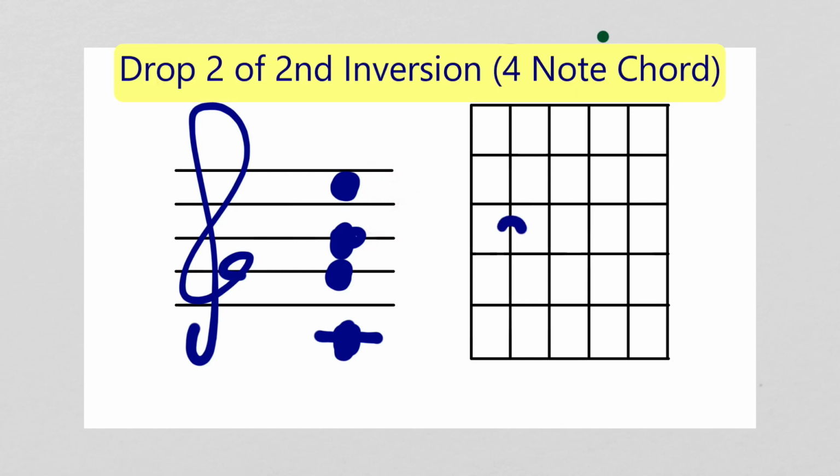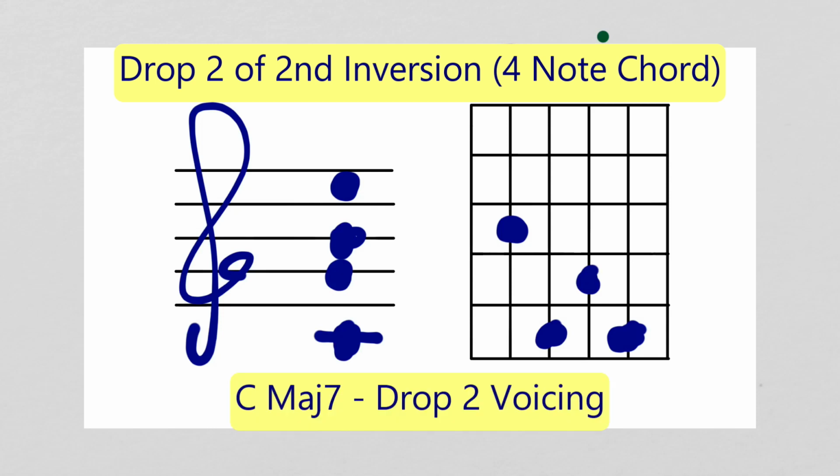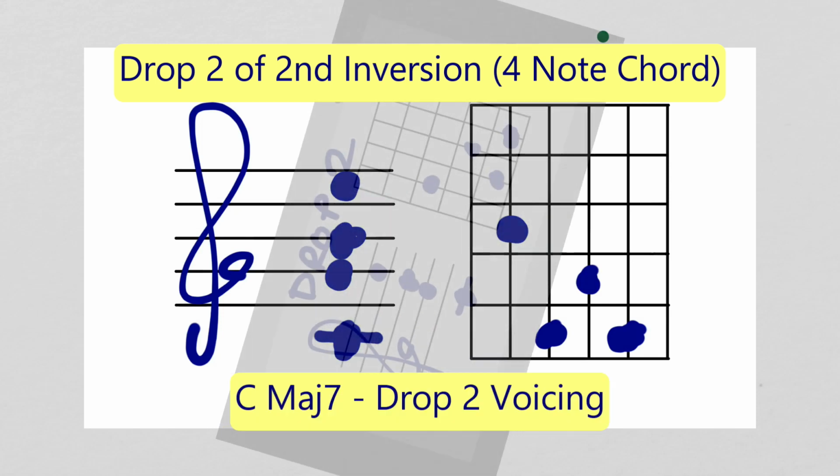If I put this note right here, that's a C, and the next note above on the staff over there will be a G. G you can play over here. And the next note above that is a B. B will be right there. And then the next note above that is an E, so that will be right there. So this is probably a very familiar shape to you, and this is a drop 2 voicing of a C chord that you can play very easily on guitar.